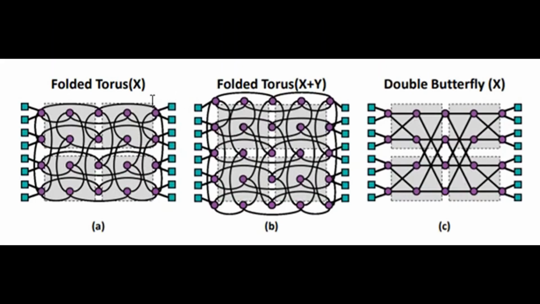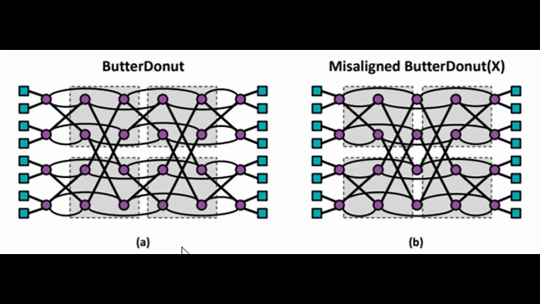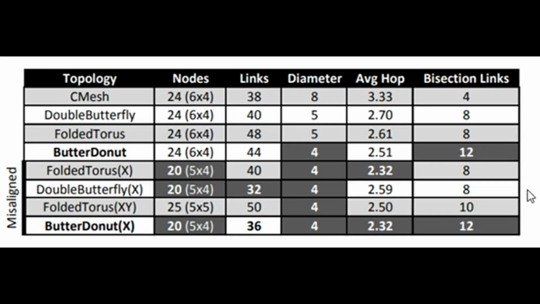And they tried a misaligned folded torus on the X and the X and Y, and they also tried a misaligned double butterfly on the X, before at last they came to the ButterDonut and then finally the misaligned ButterDonut topology. And here we can see the entire table of the tested topologies: the concentrated mesh, double butterfly, the folded torus and the ButterDonut, and also the misaligned versions of those.